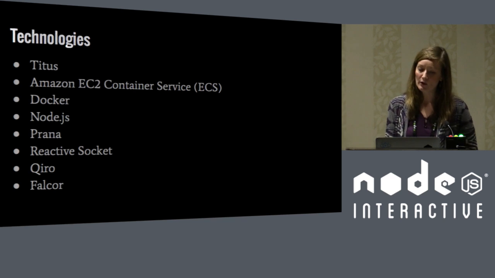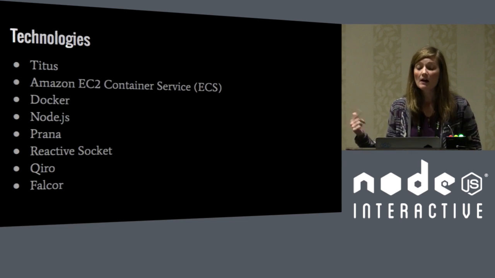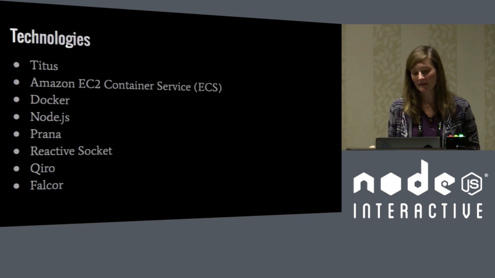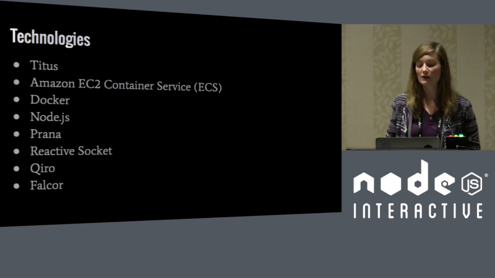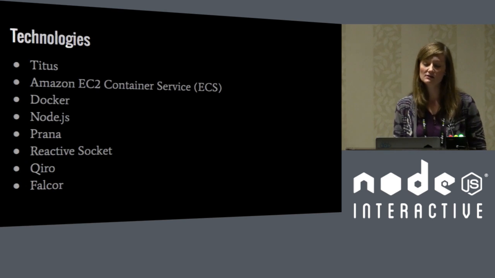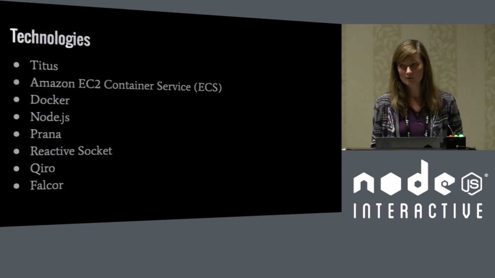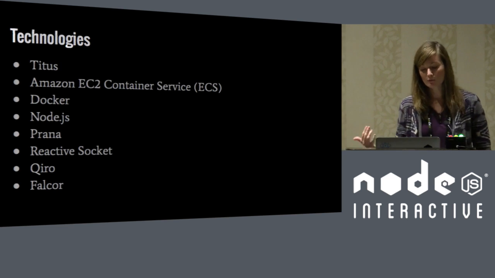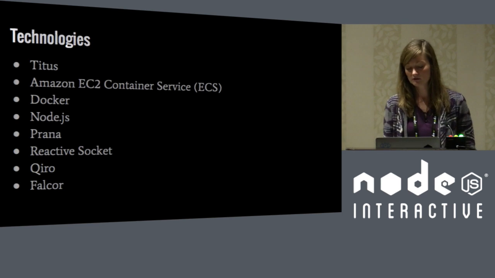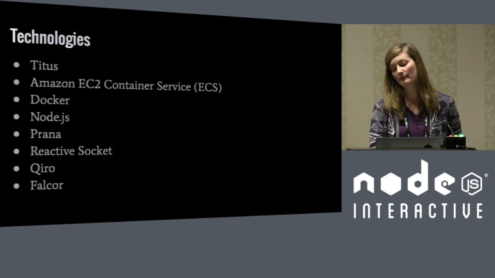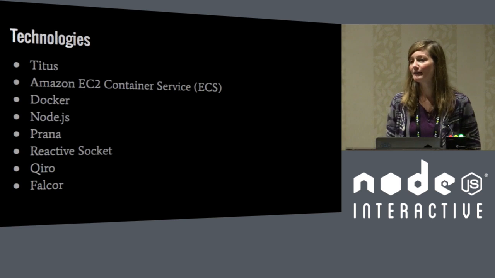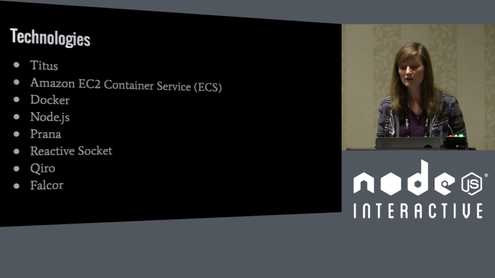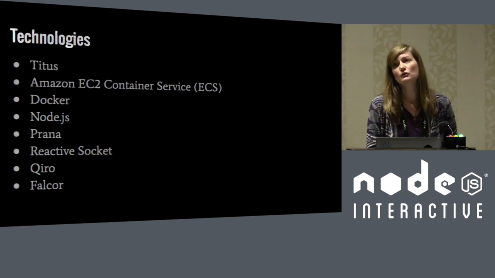It's an extremely cross-functional project, involving UI platform and my team working on the Node platform, as well as the cloud platform team who's working on Titus, which is going to be the thing that handles some of the scheduling and resource management for containers on top of ECS, which is Amazon's new EC2 container service. Obviously, we're using Docker. I mentioned Prana, Reactive Socket. Curo is for load balancing and back pressure, and Falcor for data access. Also our engineering tools team is extremely involved, doing a lot on the deployment pipeline and tooling for developers. So a very cross-functional project.